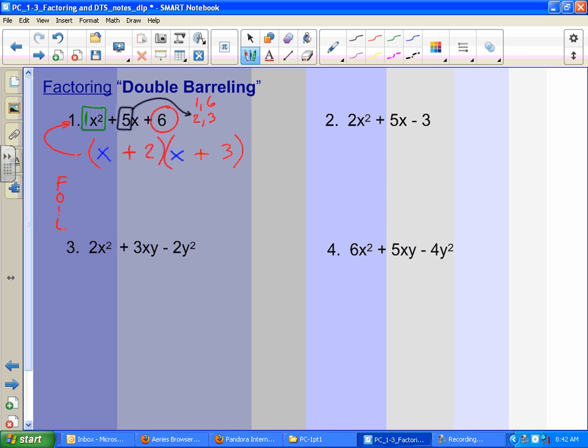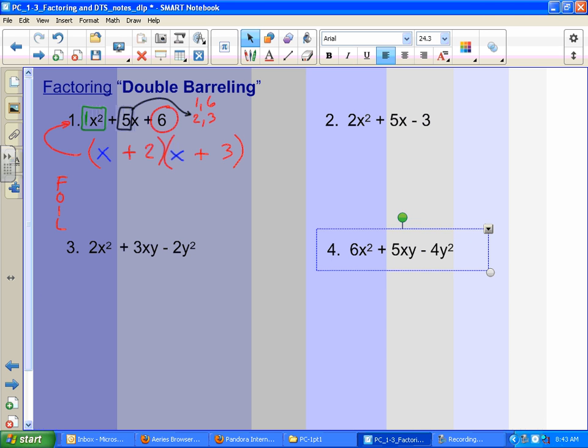All right, let me introduce you to another way of dealing with this. We'll do this with problem number 2. And kind of an unconventional method a little bit, but you'll see how it can be helpful when you have coefficients other than 1 in front of your x squared term. And I refer to it as an x box. And I'm going to move this guy out of the way for a second, slide it down.